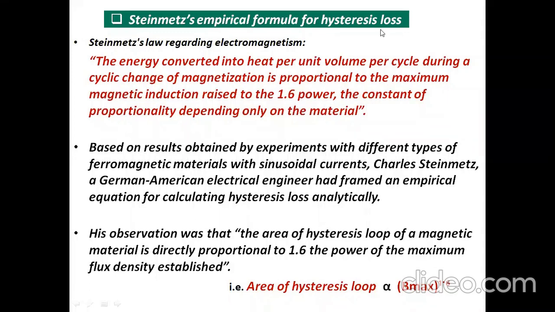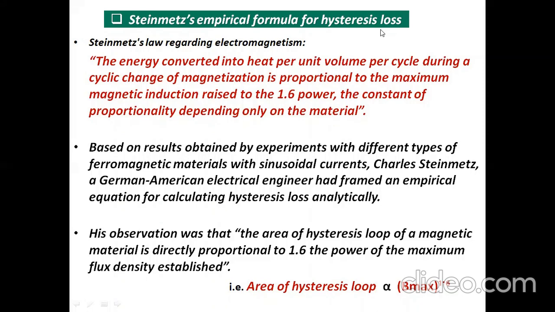Steinmetz empirical formula for hysteresis loss. Steinmetz law regarding electromagnetism: the energy converted into heat per unit volume per cycle during a cyclic change of magnetization is proportional to the maximum magnetic induction raised to the 1.6 power, the constant of proportionality depending only on the material.